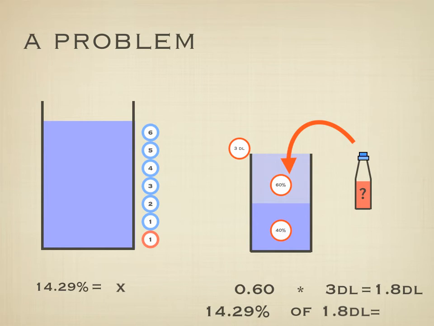We know that the mixture contains 14.29% syrup. How much syrup is that exactly? We multiply the decimal 0.1429 by 1.8 and get the result, 0.26 deciliters. So we add 0.26 deciliters to the glass, fill it up with water, and we'll get a mixture that is identical to the original one.